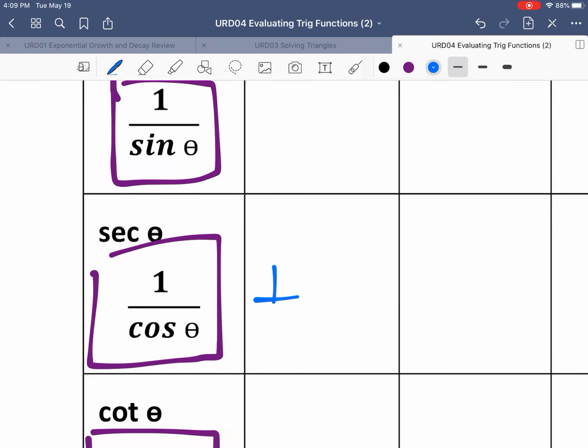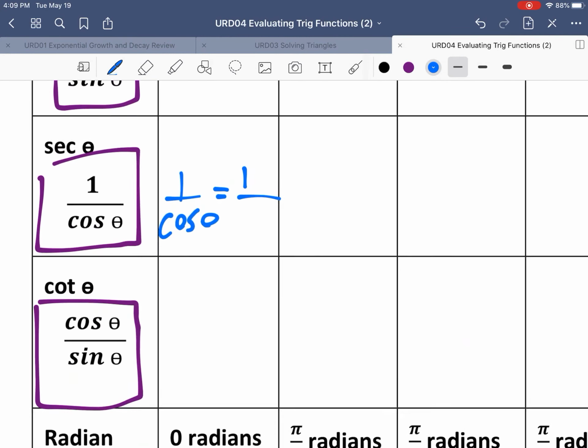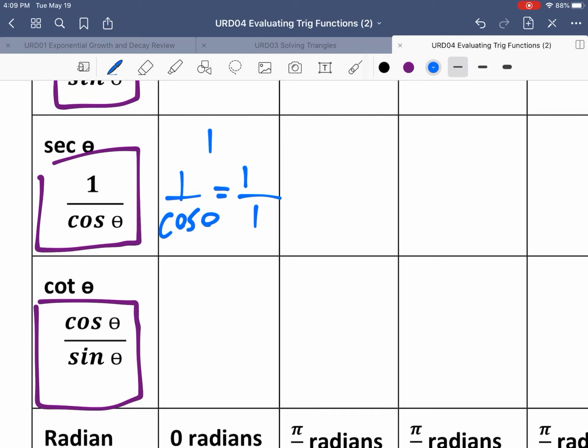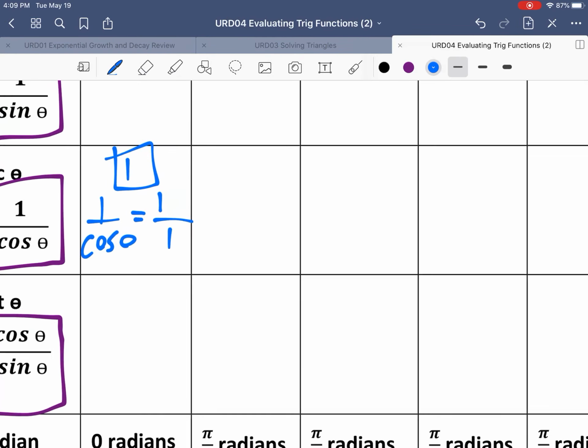So let's say we wanted to find the secant of 0. So the secant of 0 is 1 divided by the cosine of 0, which is going to be 1 divided by 1, which is going to be equal to 1. That should be pretty easy.